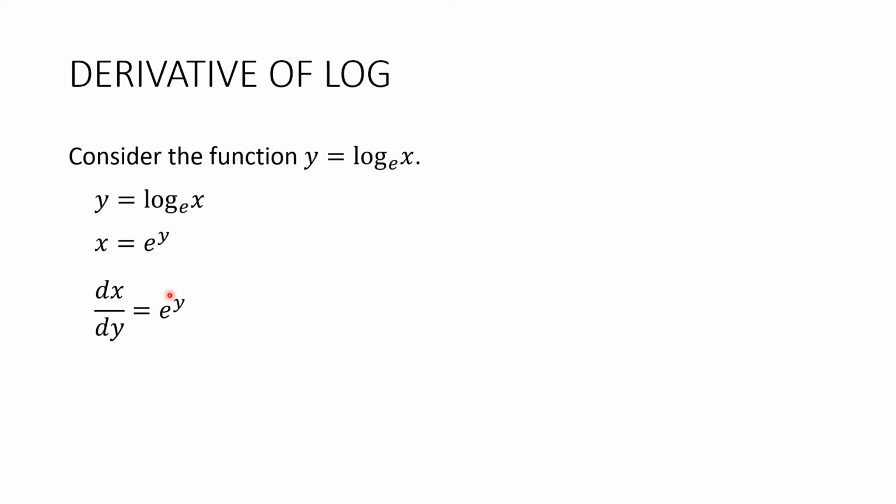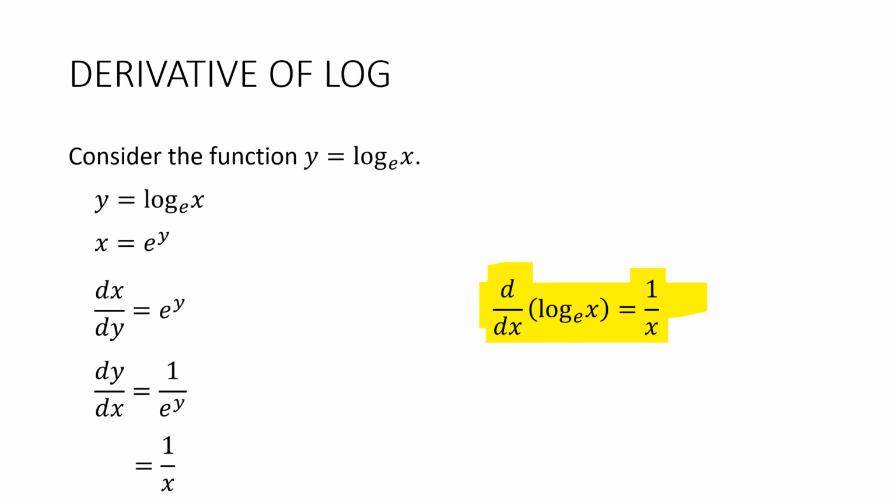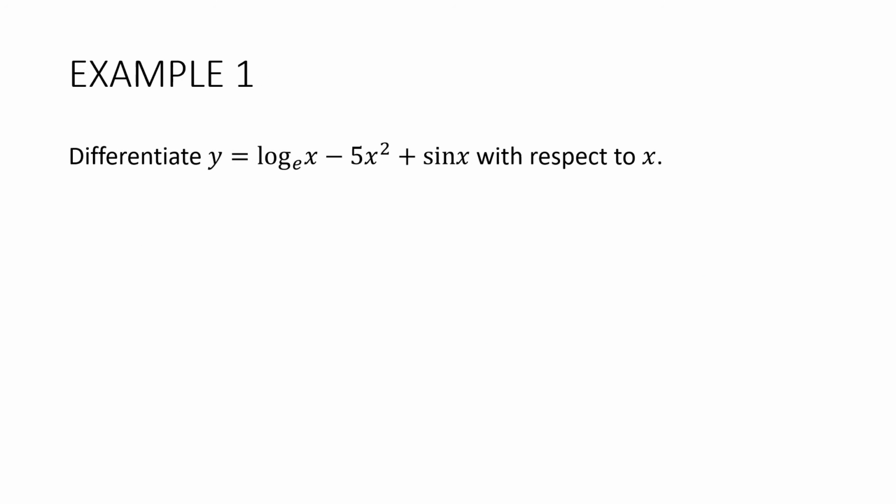Now I don't want dx dy, I want dy dx. So I'm going to flip both of these sides upside down like this. Now I've got dy dx. What's this? e to the y. Have a look back up here. It's x. And so the derivative of log base e of x is 1 over x, or x to the negative 1. It's our missing link.